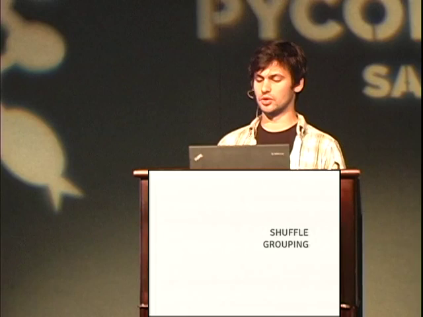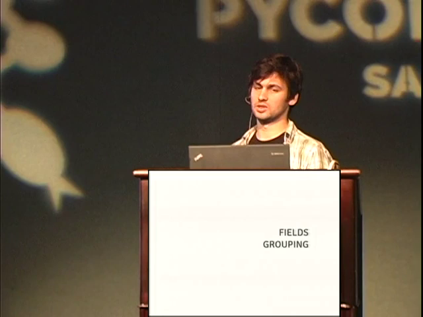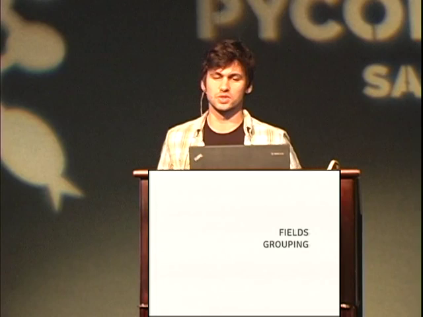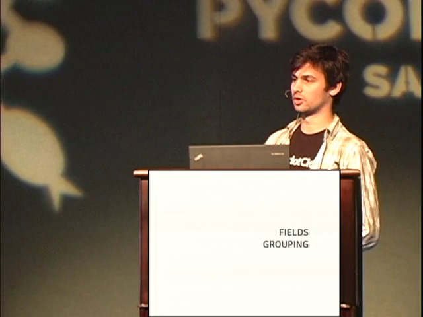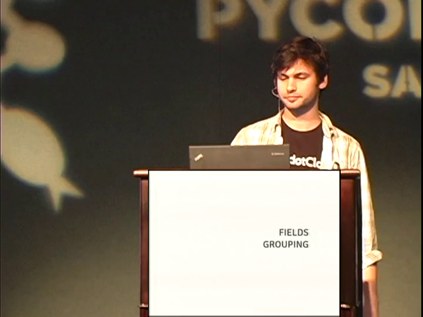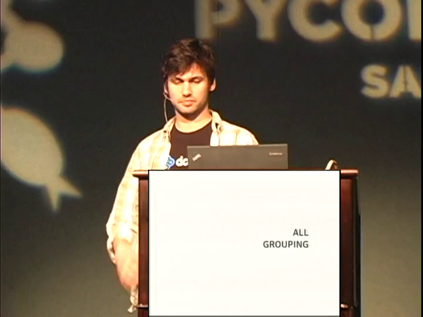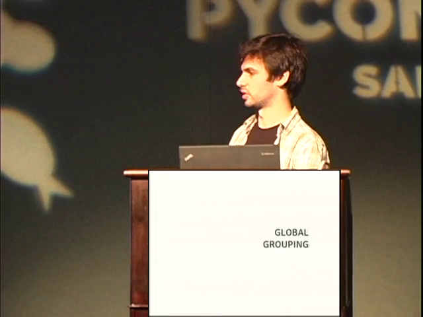Fields groupings are a bit more interesting. With fields grouping, Storm hashes a specific set of fields on the tuples and then uses that to ensure that every tuple with the same values of those specified fields is handled by the same bolt. This allows you to do things like atomic counting, even if where you're storing those counts isn't atomic, or maybe it's in memory in process. All grouping can be a bit dangerous in practice because it sends to everyone, so it can cause explosions. And global grouping just sends to a single task, the one with the lowest ID.